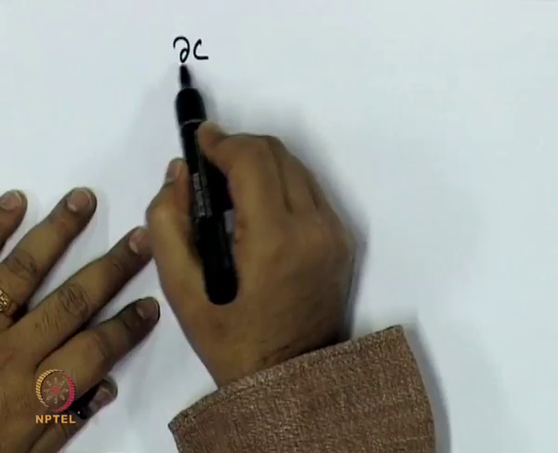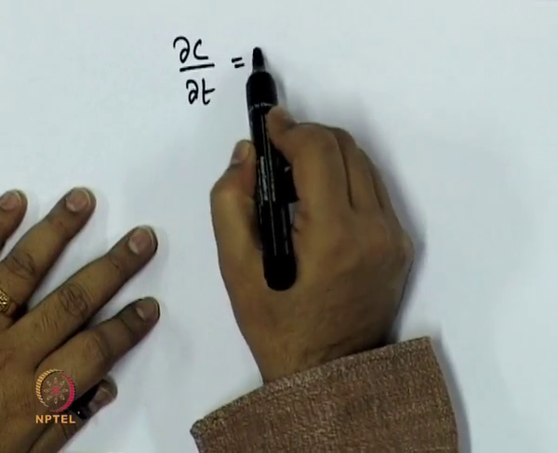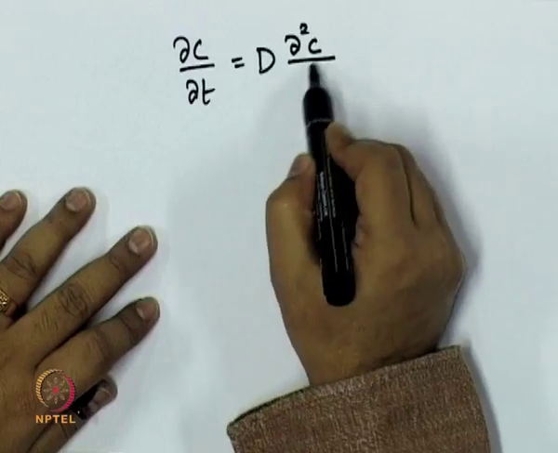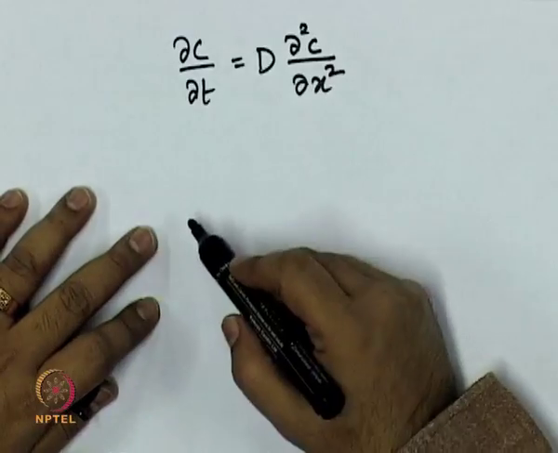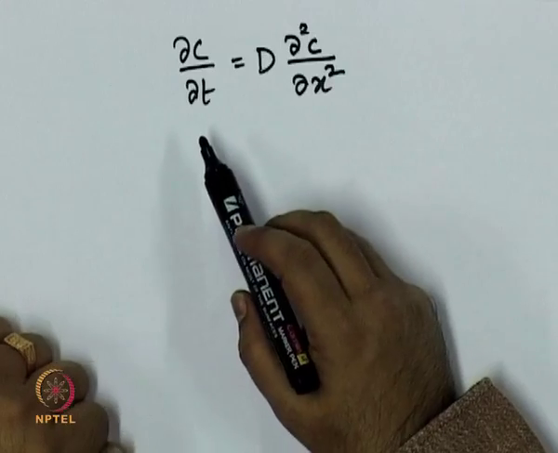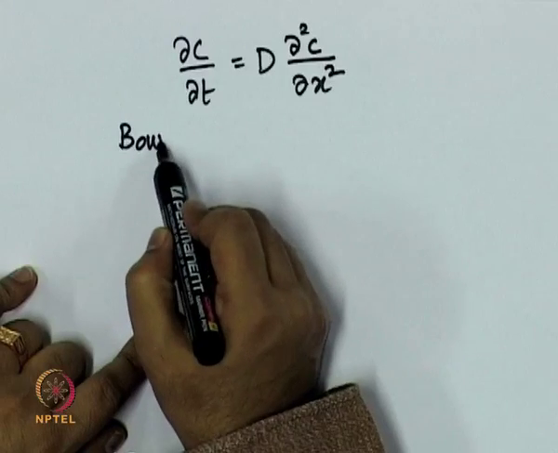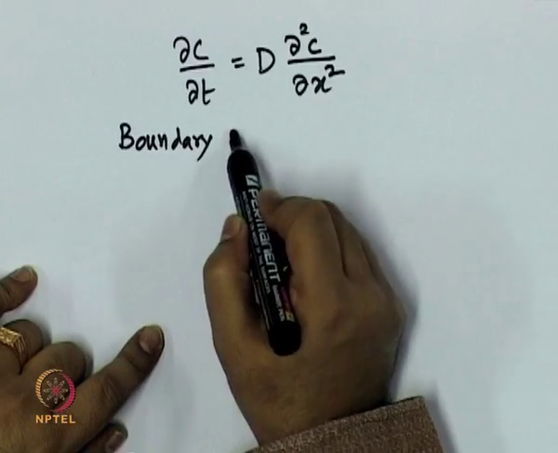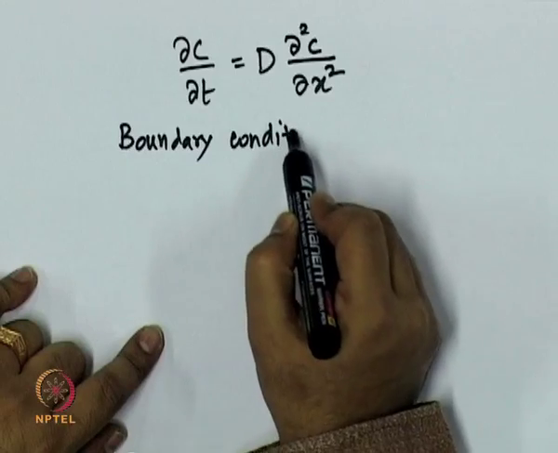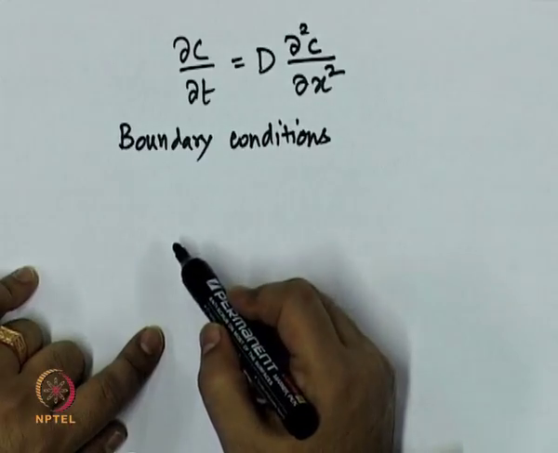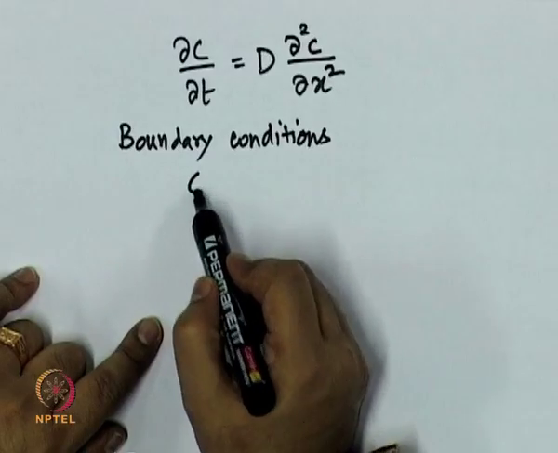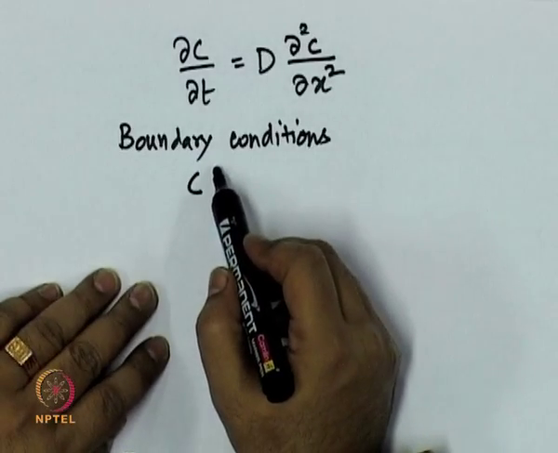Welcome. We are trying to look at solutions for the partial differential equation ∂c/∂t = D ∂²c/∂x². Like I mentioned, it is important to know the boundary conditions. Boundary conditions basically tell us about two different points.